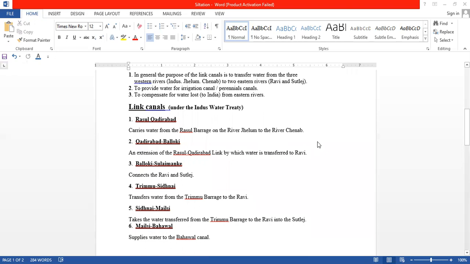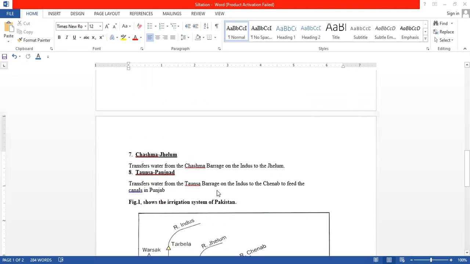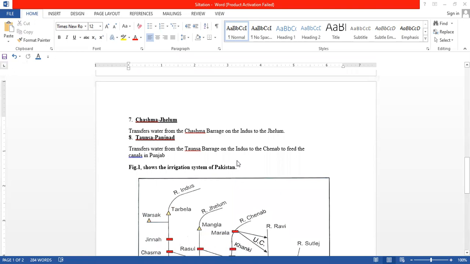The link canals, as I said, are really the result of the Indus Water Treaty. And we have eight link canals. Following are the link canals: Rasul Kadirabad, Kadirabad Balloki, Balloki Suleimanki, Trimmu Sidhnai, Sidhnai Mailsi, Mailsi Bahawal, Chashma Jhelum, and Taunsa Panjnad. So these are the eight link canals. My dear students, you must remember the names of these eight link canals.